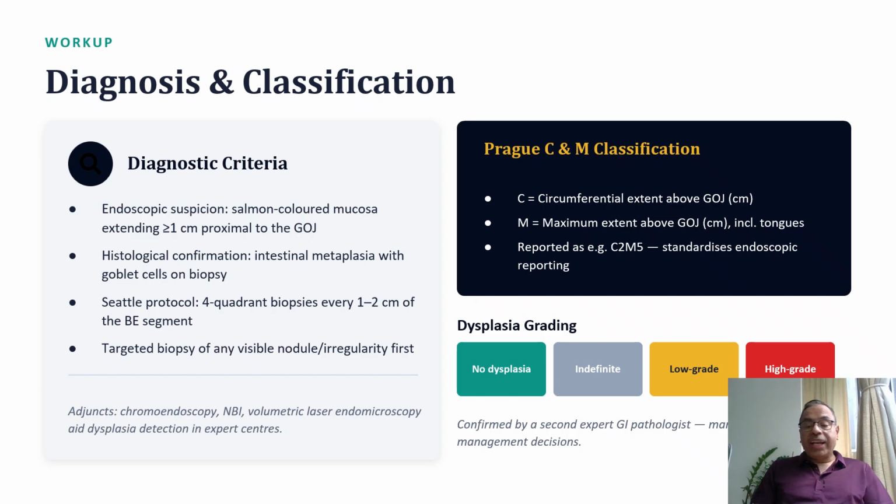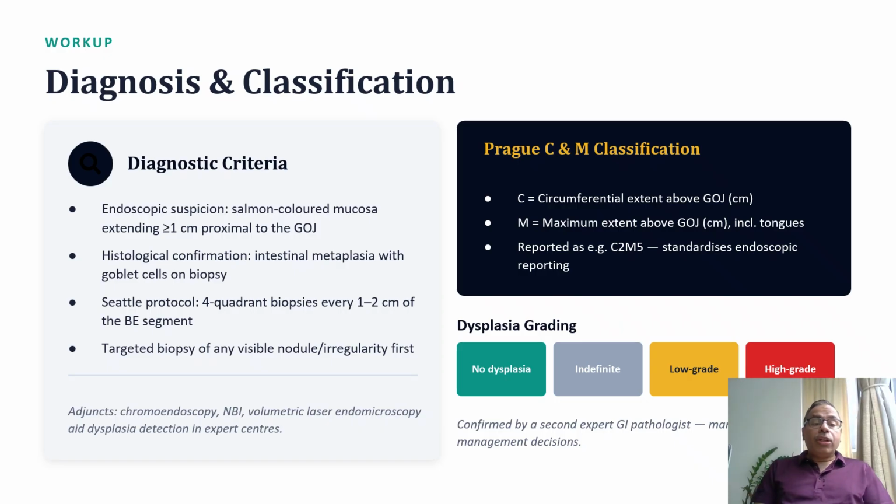The second diagnostic criterion would be histological confirmation. When you take a biopsy from that mucosa, which appears suspicious on endoscopy, then on histology you can clearly see the intestinal metaplasia with goblet cells on biopsy.